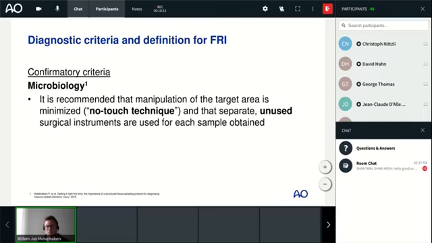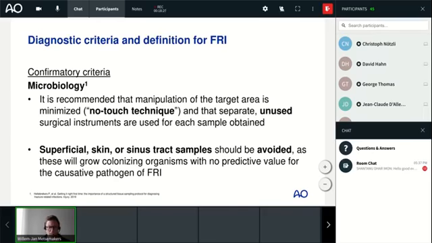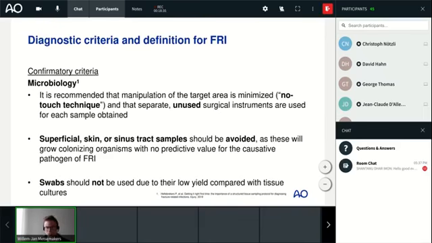This means that we try not to manipulate the target area. If possible, use separate instruments. They should be clean and unused, also, again, to prevent contamination. Don't use superficial skin or sinus tract samples. They have no predictive value. And one key point I want to address as well is that swabs are actually not used anymore. Multiple studies in implant-related infections show that they have a low yield compared to tissue cultures.